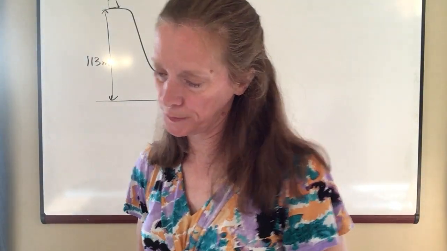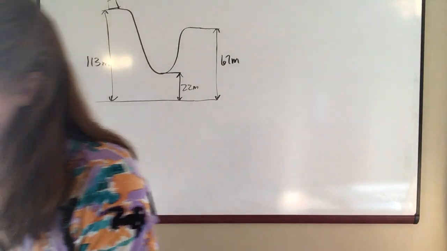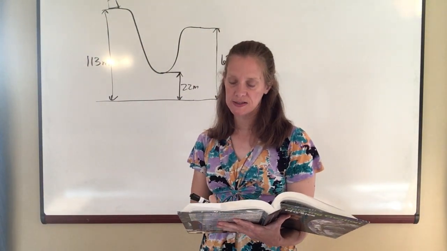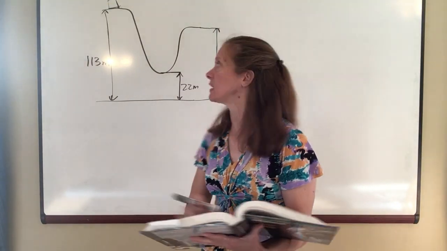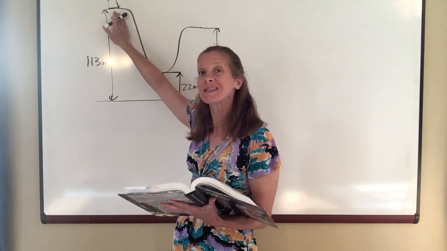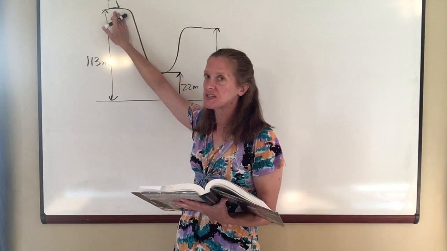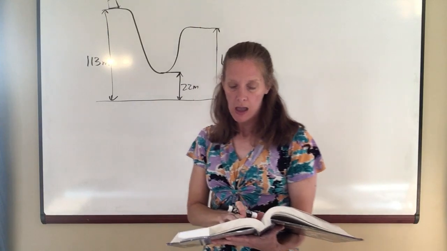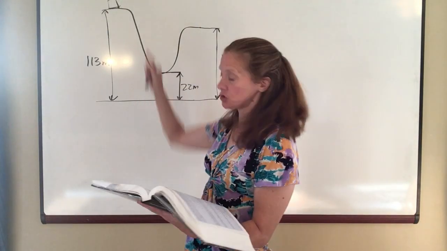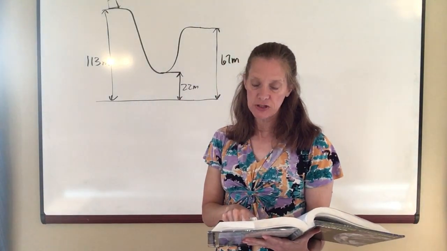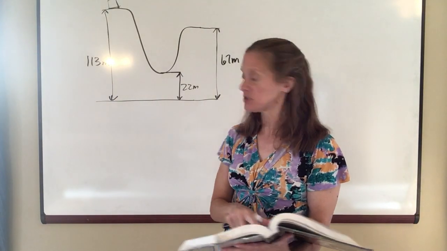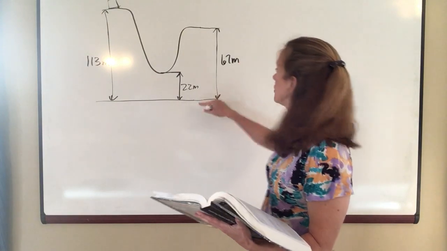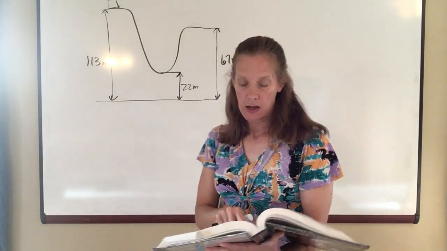The roller coaster is pulled up a hill that is 113 meters high. It stops at the top of the hill for a second. So it has stopped. So if it has stopped, what does that mean? If it's stopped, that means it has no kinetic energy. Okay, so keep that in your head. And then it begins to roll down the hill. It accelerates to the bottom of the hill, which is still 22 meters above the ground. And then it begins to climb another hill, which is 67 meters high.